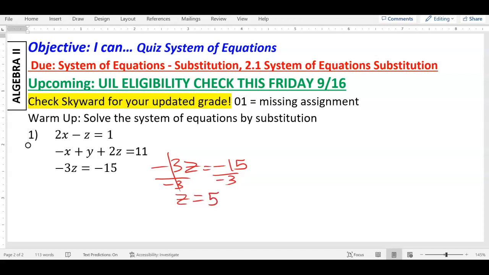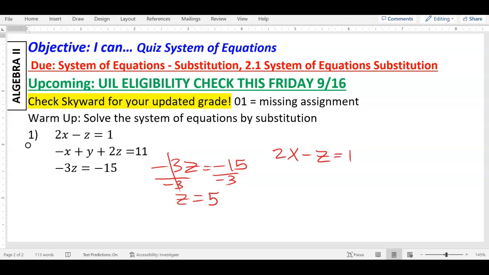Now, if I know z is 5, what should I plug that into? Which equation, the first or second? The first one has two variables. The second one, we're not there yet, okay? So again, start with the one variable. Now we go to the two variable. I'm going to write it off to the side here. 2x minus z equals 1.